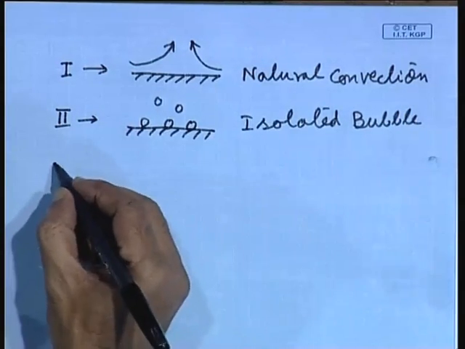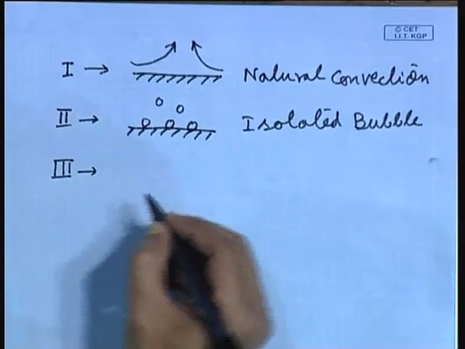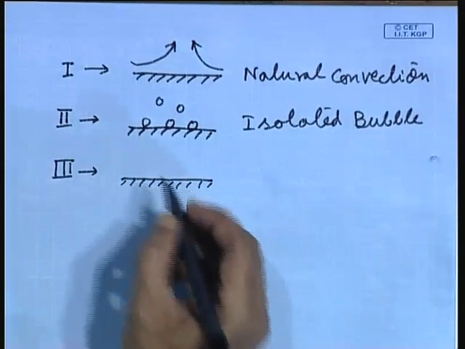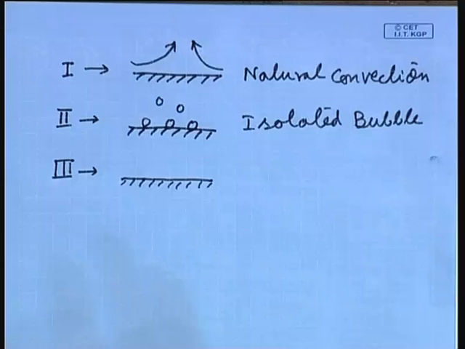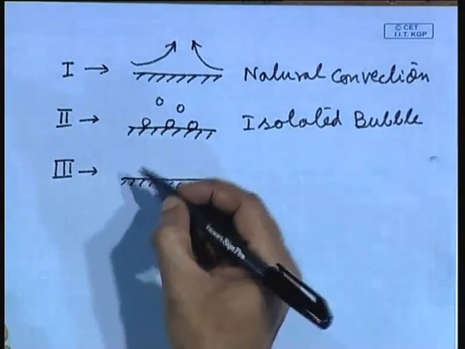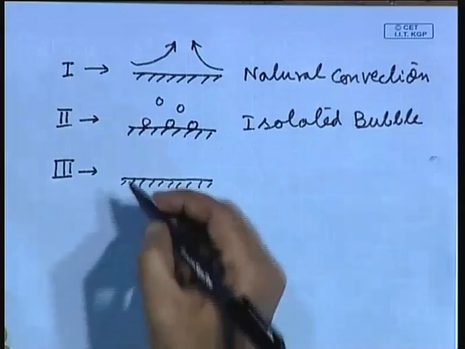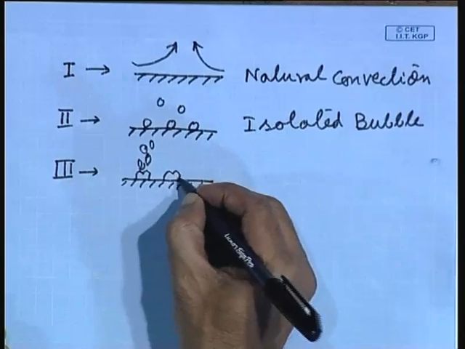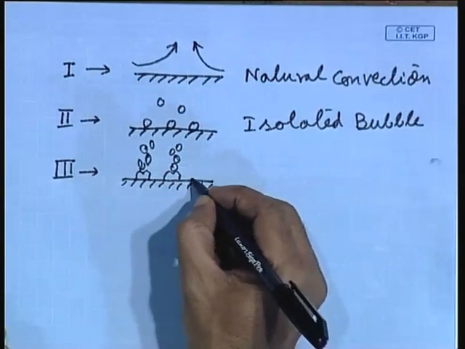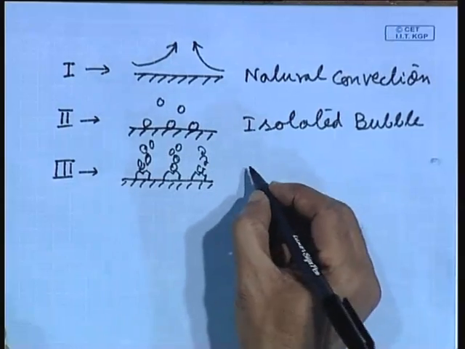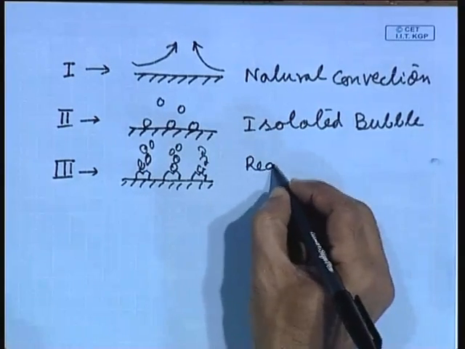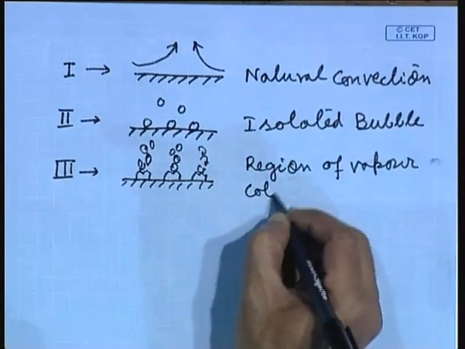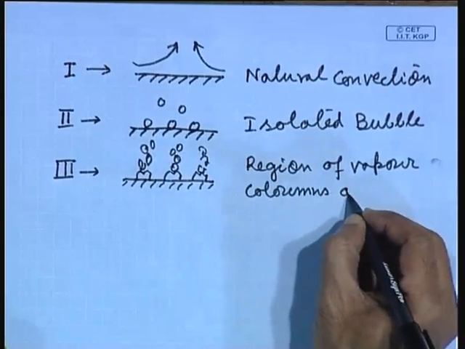The third regime, we are increasing the temperature. So, what will happen? The number of isolated bubbles will increase, the distance between two isolated bubbles will decrease, and then the frequency of bubble generation will also increase. So, instead of isolated bubbles, what I will get? I will get some columns and jets. Probably at some distance, they will have some gap in between. So, this is the region of vapor columns and jets.